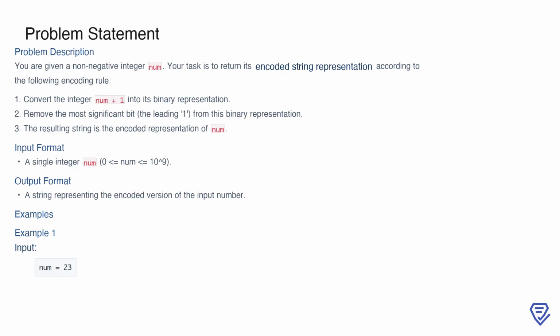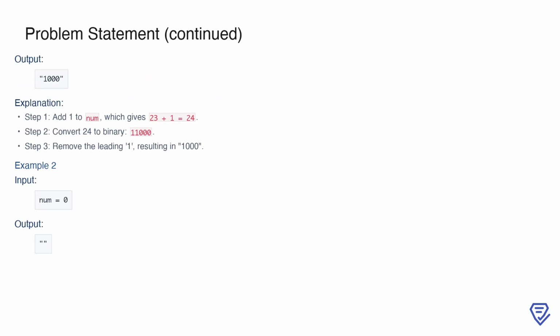To clarify, let's analyze an example step by step. Suppose the input is number equals 23. For the input number equals 23, the first step is to add 1 to number, resulting in 23 plus 1 equals 24. Next, we convert 24 into its binary form, which is 11000. Finally, we remove the leading one from this binary string, leaving us with the result 1000. This is the encoded string representation of 23.